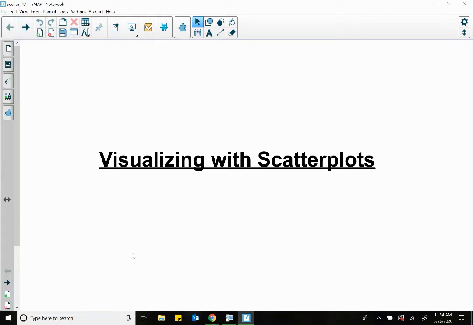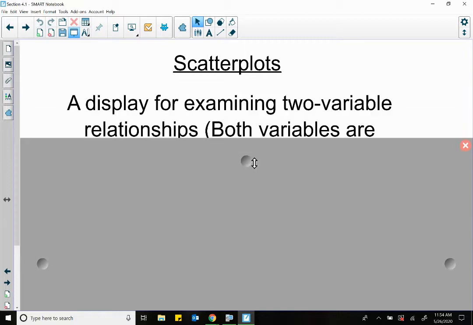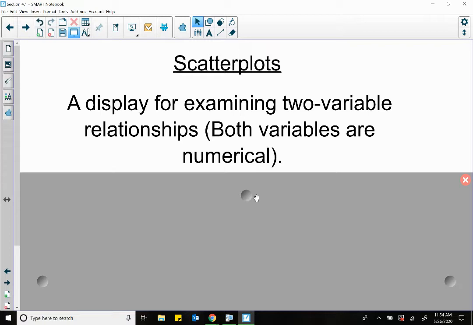So, visualizing scatter plots. Well, if you don't know what a scatter plot is, you're going to see it very, very soon. But scatter plots, in general, are a display for examining two variable relationships. Now, what's very important is that these two variables must be numerical, not categorical. Okay? So it is a display for examining two variable relationships. Both variables are numerical.